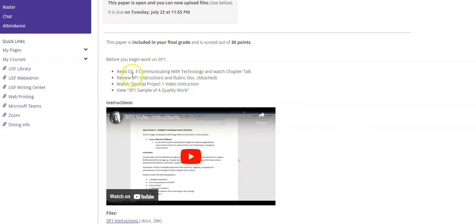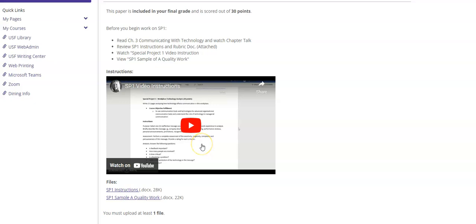Okay, so instructions. First thing, make sure to read Chapter 3, Communicating with Technology, and watch that corresponding chapter talk. I reiterate that. Read the chapter and watch the talk because it will very adequately prepare you for this assignment. There is a video linked directly in the assignment that will walk you through the written instructions, provide explanation, and also give you a strong idea of how to write that 2 to 3 page paper.